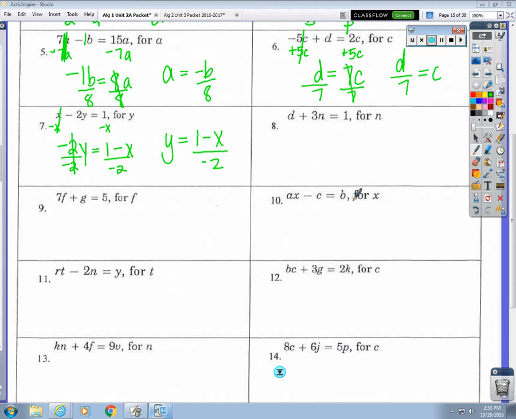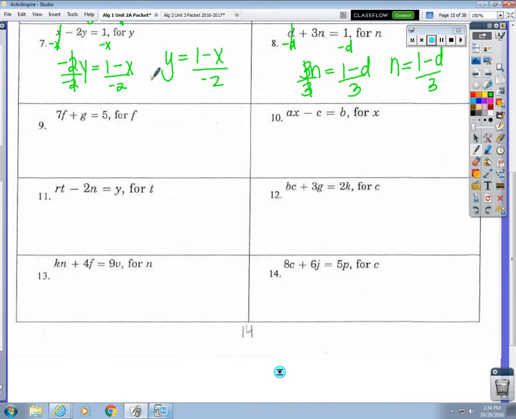Number 8, to get everything away from the n, what do we move first away from n? Right, since it's a positive d, you subtract it. Now on this side, all that's left is 3n. On the right side, you can't actually subtract 1 minus d. Right. Now to solve for n, what do you do on both sides? Divide by 3. So n equals 1 minus d over 3.